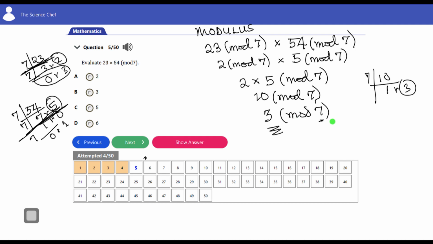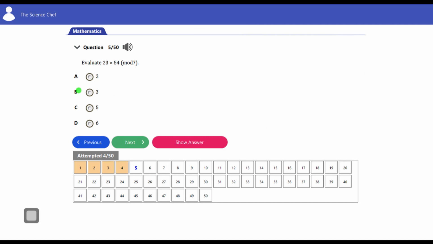So our answer is 3 mod 7. Your final answer must be less than the modulus. Here the modulus is 7, and 3 is less than 7. That's why we are stopping at 3. Here you could have stopped at 10 if 10 were less than 7. That's why we had to reduce it to the lowest term. So the answer here is Option B. That's 3. Option B.